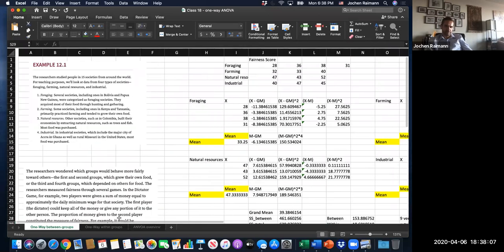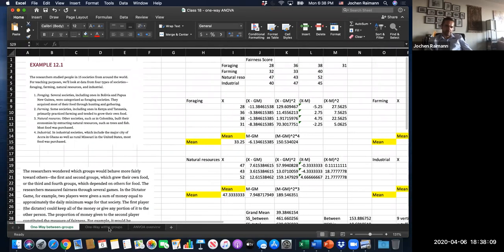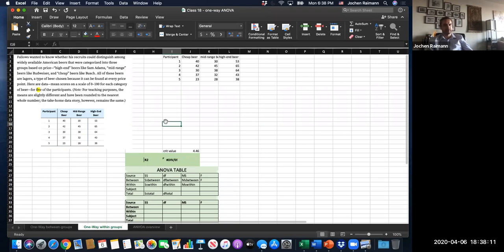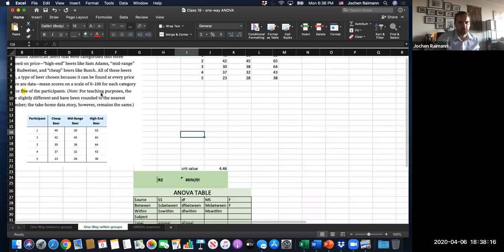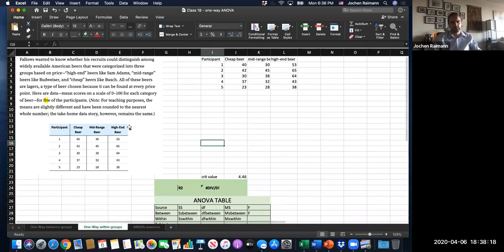Okay, so this is the calculation here. I will post this here too. So this is what we're going to calculate now. We have here, we're going to be talking about Bush.